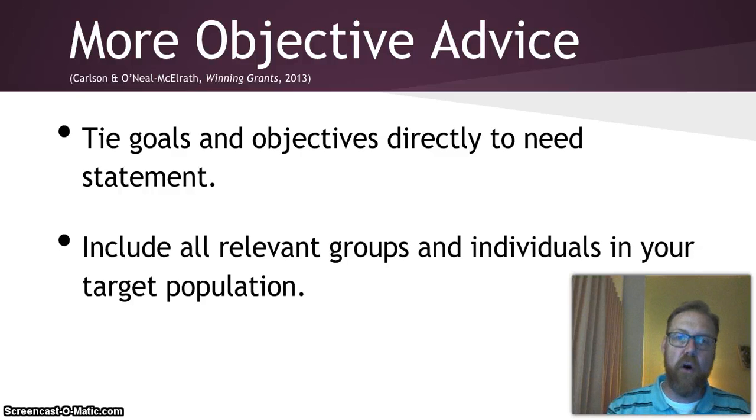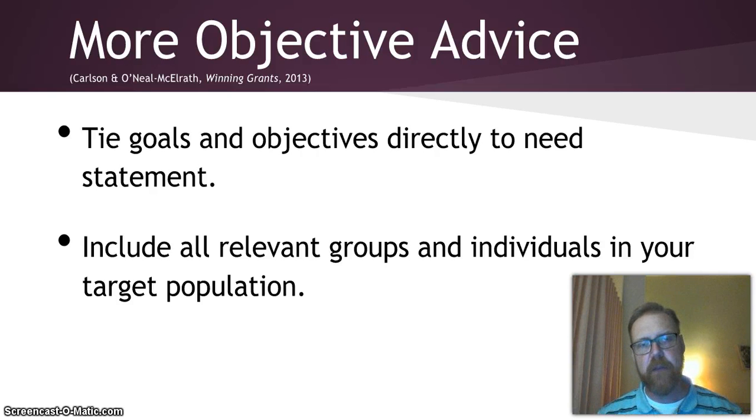Next, include all relevant groups and individuals in your target population. Be very clear about who your innovation is meant to serve or benefit. And I'll just be honest, this is not objective advice here. This is innovation advice. This is program advice. Make sure that your target population is part of the decision making for your innovation. Make sure you put that in as part of your plan. It will really help later when you're trying to make this sustainable.